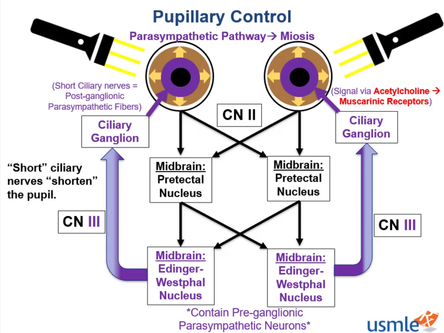Secondly, there are multiple crossovers in this pathway, as both cranial nerve 2 and pretectal nuclei send projections bilaterally. This is important because these crossovers explain the indirect consensual pupillary reflex, such that light shown directly into one eye causes constriction indirectly in the opposite eye.